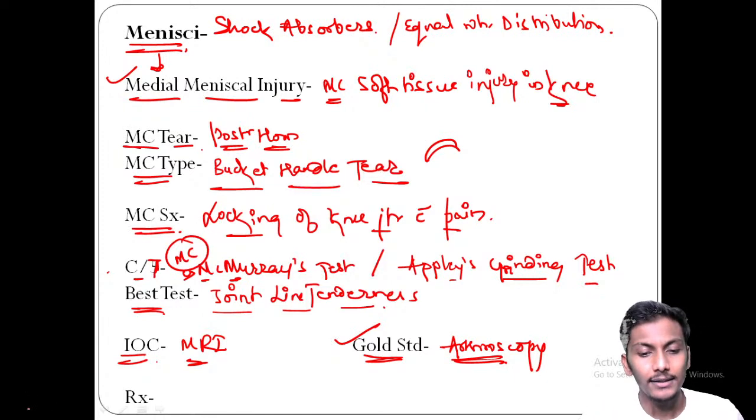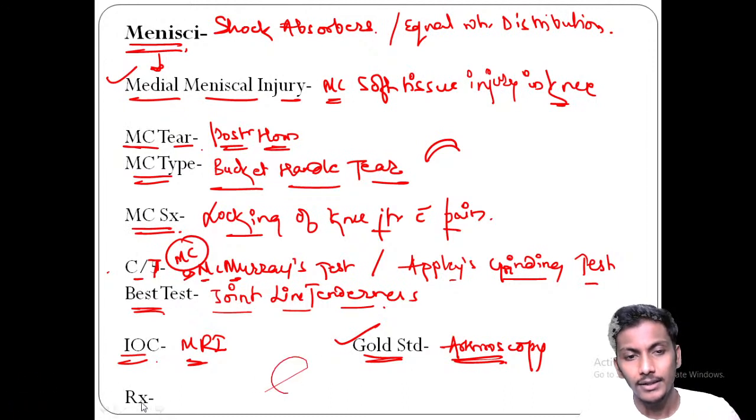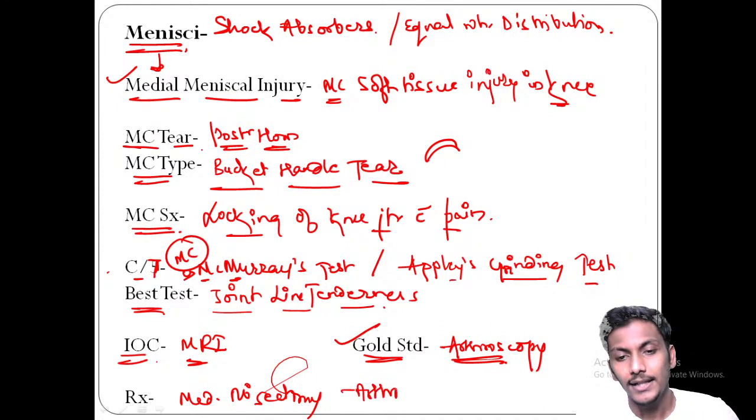And what is the treatment in medial meniscus injury? Please remember, the treatment in cases of medial meniscus injury would be medial meniscectomy. We will remove the meniscus and throw it away. So arthroscopic medial meniscectomy is the treatment of choice.